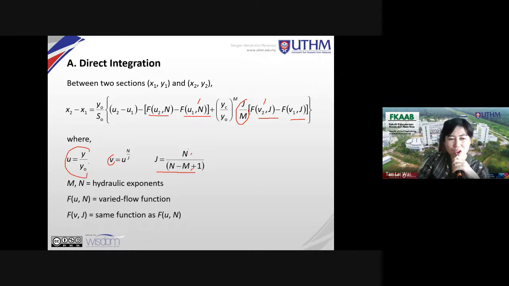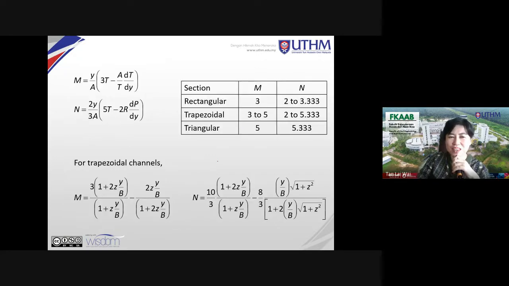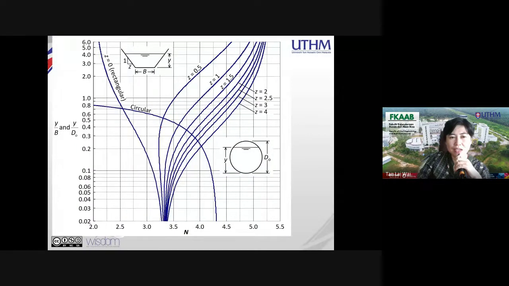U is Y over Y naught. Now, let's get to M and N. How we get M and N comes from this formula. I rewrote this formula for the shape of a trapezoidal channel. I solve A, T, dT/dy. In terms of a trapezoidal channel, I get this formula. And then for rectangular, of course, I can solve it directly. And then you have all this.